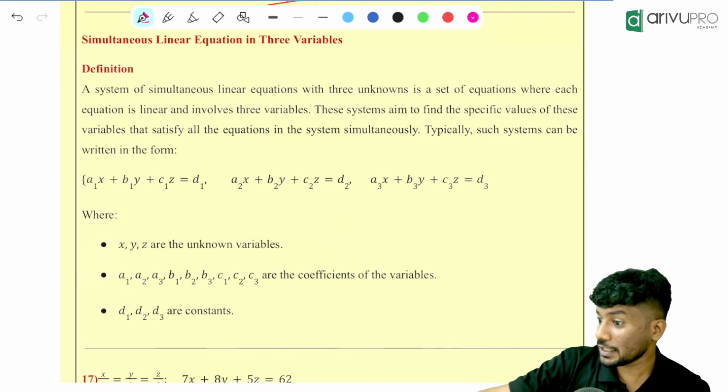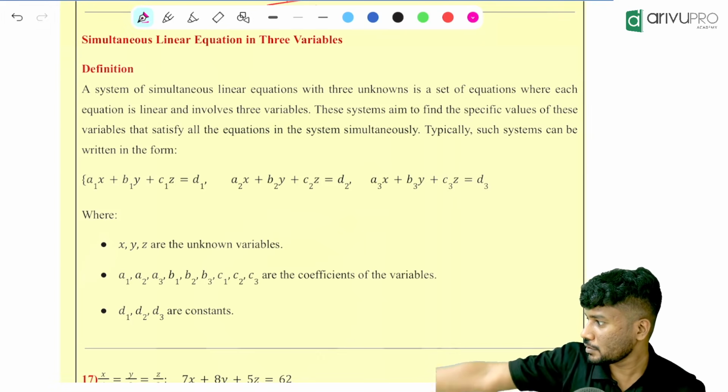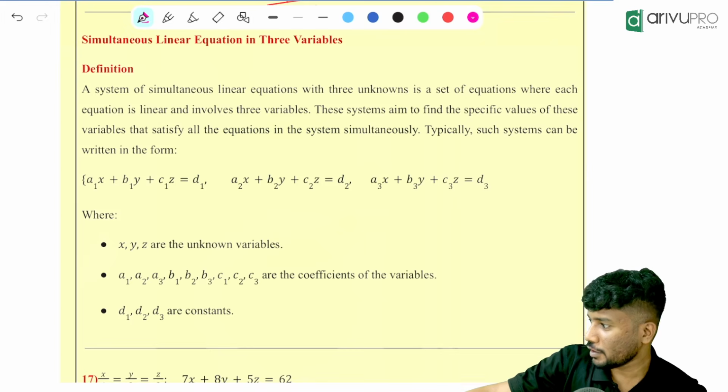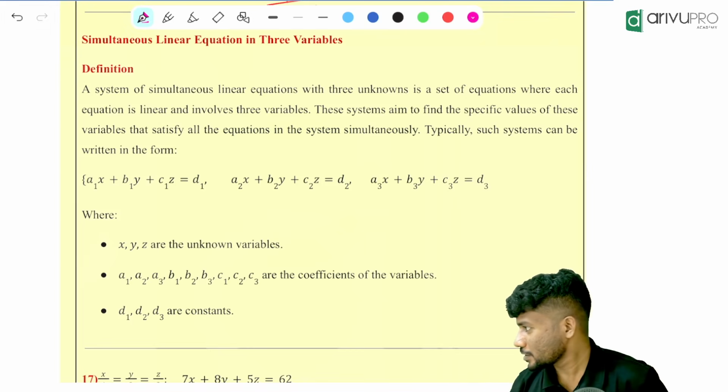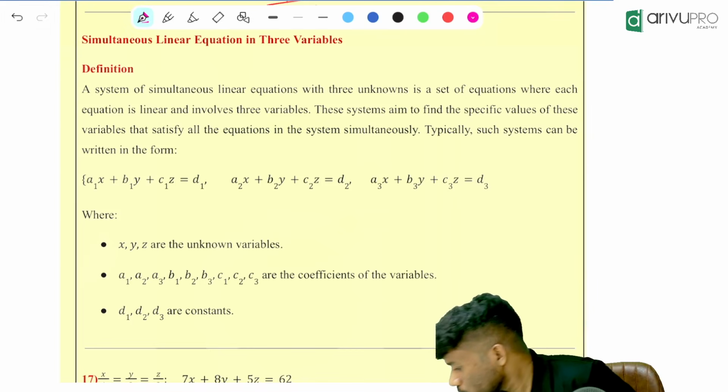Can you open it? Can you just open it? 1 second, Bhaiya. Sorted. Thank you.